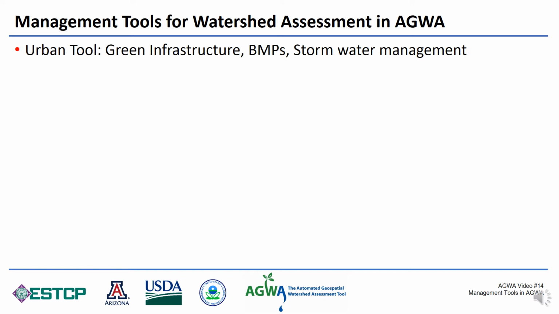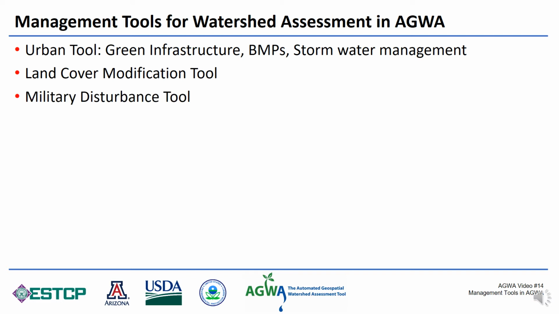The Urban tool is used to evaluate green infrastructure practices and BMPs for stormwater management in urban areas. The Land Cover Modification tool is used to evaluate the hydrologic effects of various types of land cover changes, such as urbanization or revegetation. The Military Disturbance tool is intended to be applied in military training scenarios to evaluate the effects on runoff and erosion.